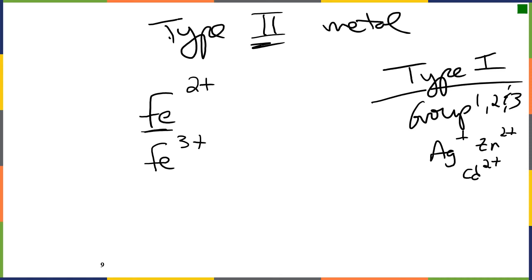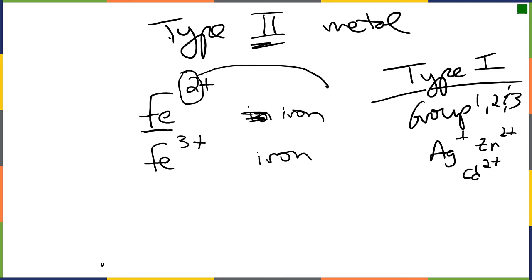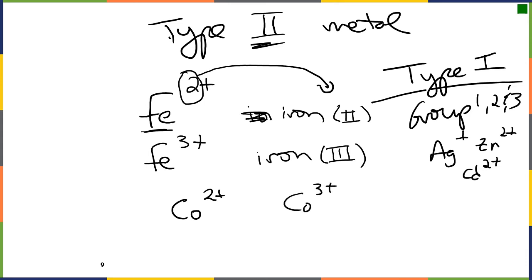Remember, we name the cation by the name of the element. So if this is Fe, this is iron. And this one is also iron, but they're not the same iron. So we're going to indicate which one we have by putting the charge over here in Roman numerals. So this would be iron(II), and this one would be iron(III). We could do the same thing with copper or cobalt. Cobalt makes +2 and +3. And when we want to name these, we would call this cobalt(II) and cobalt(III).